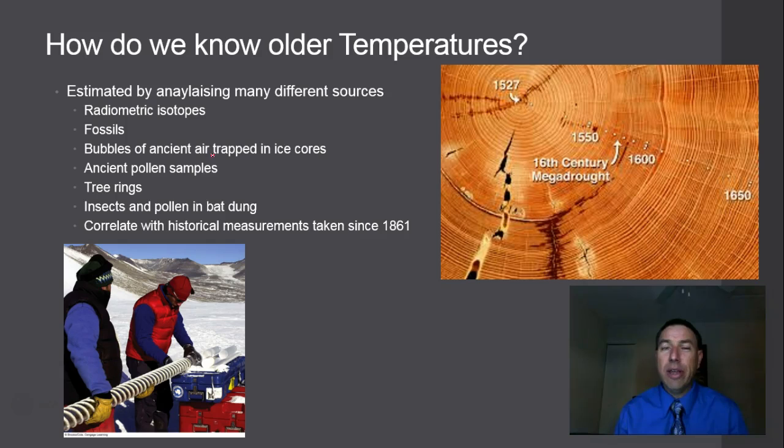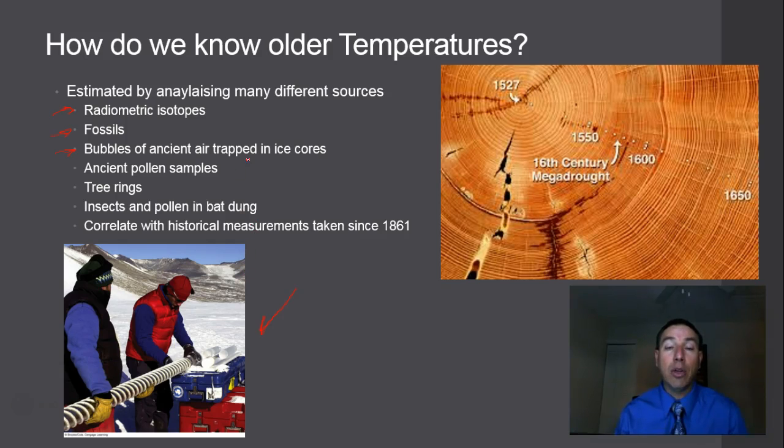Well, this is pretty good data. They can look at radiometric isotopes of different minerals. They can look at fossils. Certain fossils only lived in areas with certain temperatures. For example, they find fossils of ferns in Antarctica now, and ferns don't grow in freezing conditions. They grow in very warm, hot, humid conditions. They look at bubbles of ancient air trapped in ice cores. Down here is a picture of a group of scientists. They take ice cores that go down thousands, almost hundreds of thousands of years.